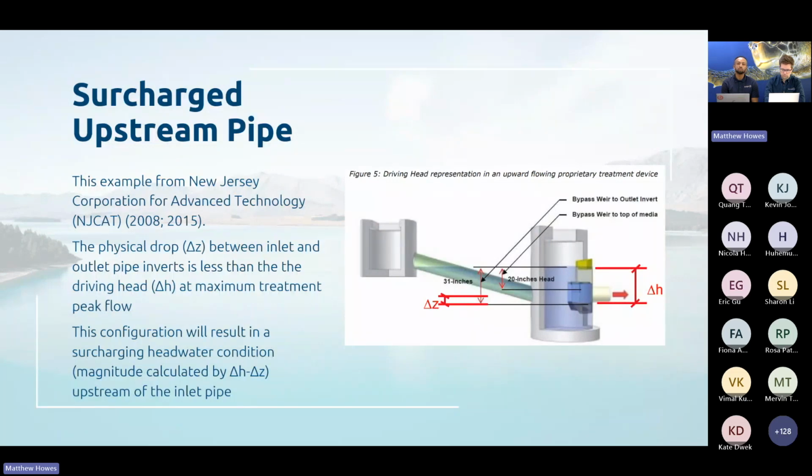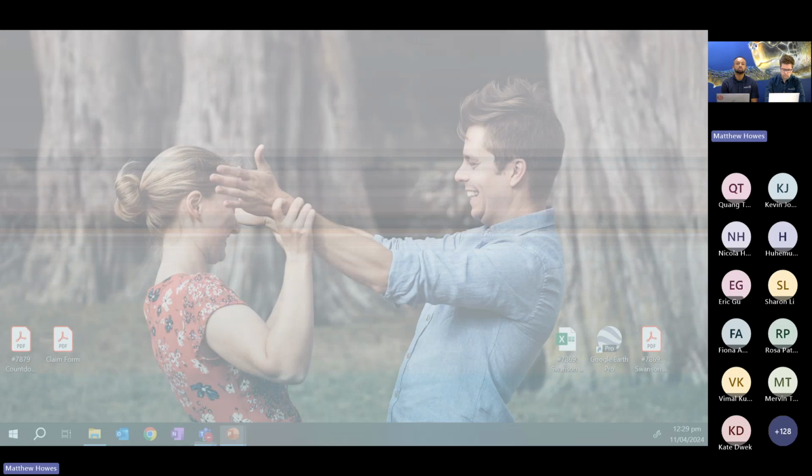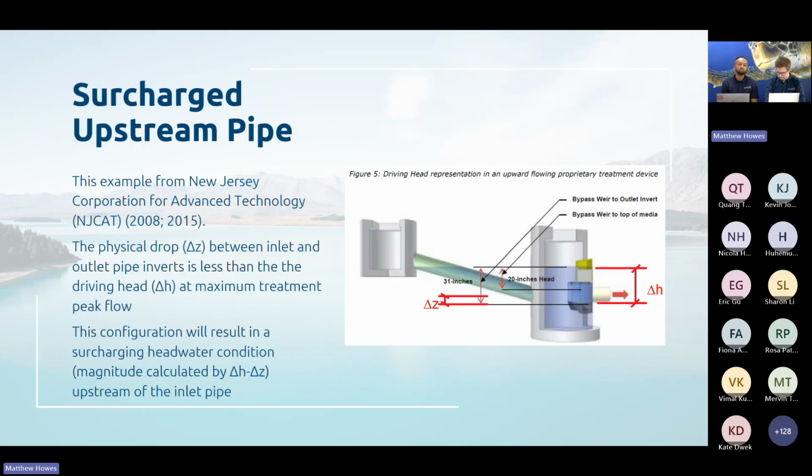And this is really important to consider, obviously, because it will have an implication on the upstream network, and potentially, again, could cause flooding upstream. So it is important to consider this.